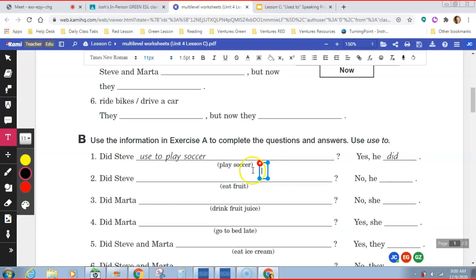Yes, he did. So number 2, Marianne, will you take number 2? Did Steve use to eat? No, he didn't. What did you say again? Did Steve use to, not used to. Good. To eat fruits.